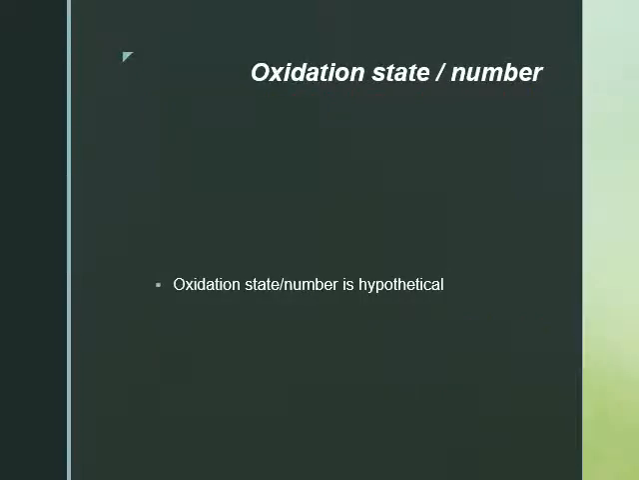Now let's find an easier way to do this. Another way we can do this is looking at oxidation states. Oxidation state or oxidation number is actually a hypothetical number and it's related to a charge. For example, Fe3+, the oxidation state equals +3. Cl-, oxidation state -1.